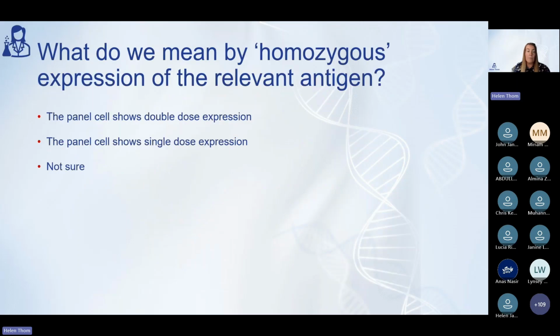So the next poll, please, Anas, is what do we mean by homozygous expression of the relevant antigen? Is this a panel cell that shows double dose expression? Or is it a panel cell that shows single dose expression? Or you aren't sure? And it's okay if you're not sure. Please just pop them in. And all results are anonymous as well. So don't worry if you're getting there.